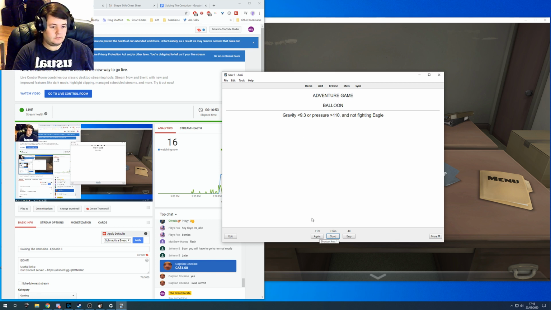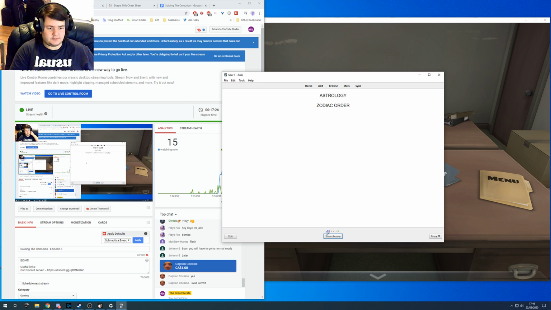So I'm gonna put that into my wrong pile. So gravity is less than 9.3. So it's the same gravity start point as ticket, except obviously it goes the other way. They both require a gravity of 9.2 or less or more depending. So not fighting an eagle, gravity is less than 9.2 or pressure is more than 110. Okay. So that one will come up again shortly.